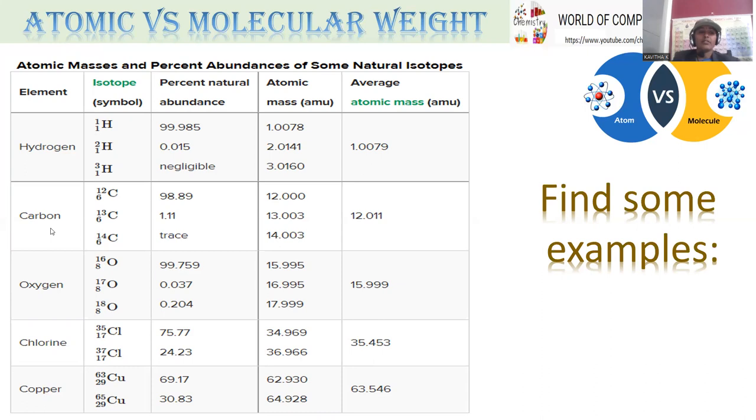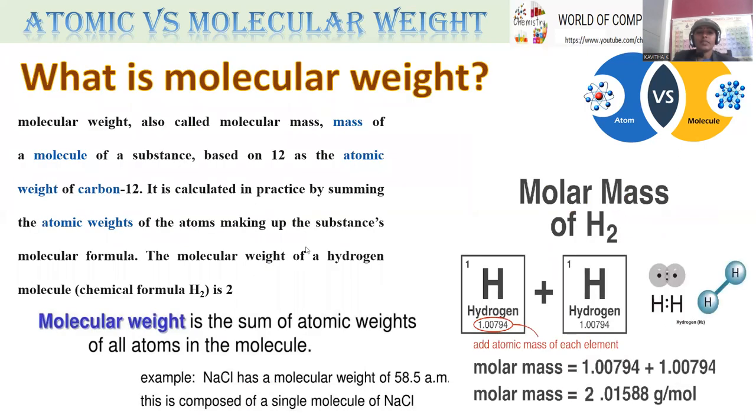In a similar manner for carbon, oxygen, chlorine, and copper, the values are calculated. For carbon, it will be 12.01. Oxygen 15.9, almost equal to 16. Chlorine 35.45, this is taken as 35.5. Copper 63.54. So these are the values which are called average atomic weights. A few examples are provided based on the isotopic abundance and atomic mass.